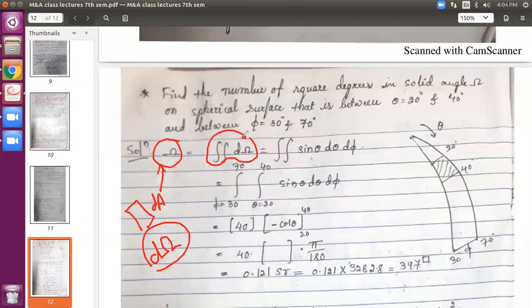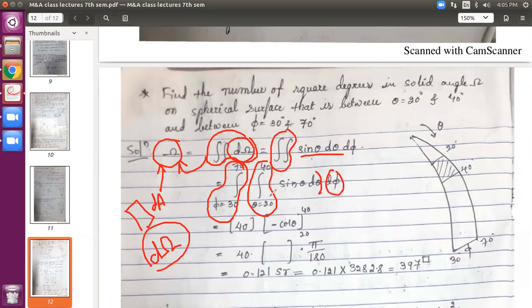Surface integral of this small part d omega will give you the complete beam area. So this double integration indicates a surface integral. Why have I taken this? Because d omega, as you have seen in the previous section, is equal to sine theta d theta d phi. Out of the double integral, the inside integral indicates theta and the exterior integral indicates phi. Hence, this is inside and this is outside. So theta range 20 to 40, phi 30 to 70.